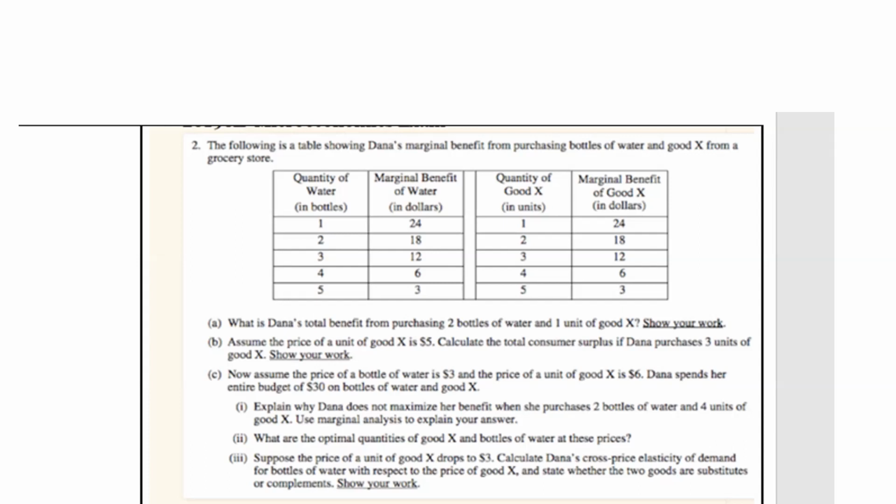All right, number 2, assume the price of good X is $5. Calculate the total surplus for 3 units of good X. 39. 39. Patrick, how'd you get it? So you went like 42.54? Yes. Okay, I subtracted 15, and you got 39, right?